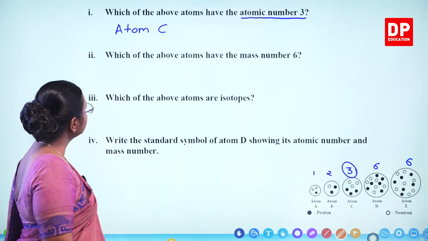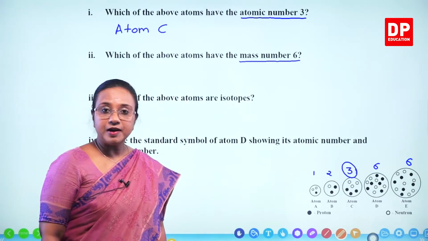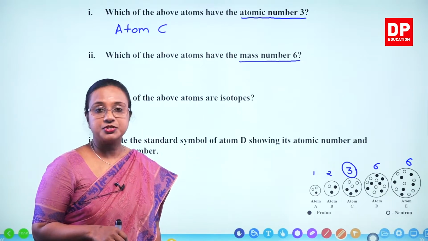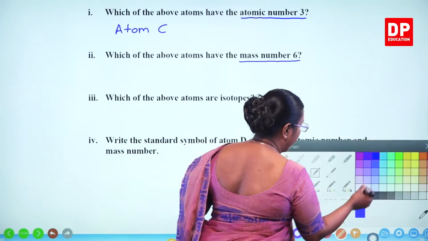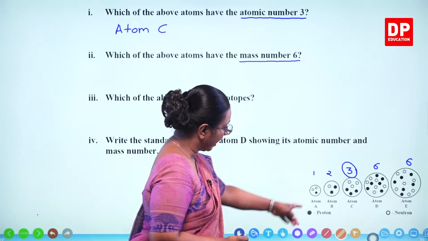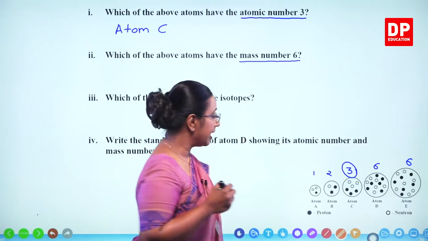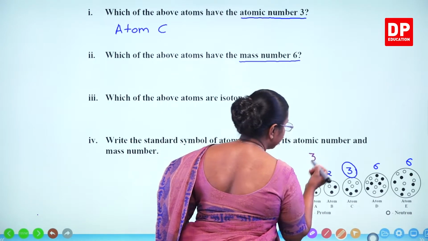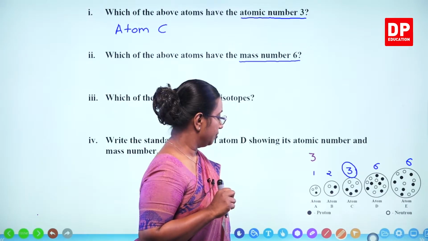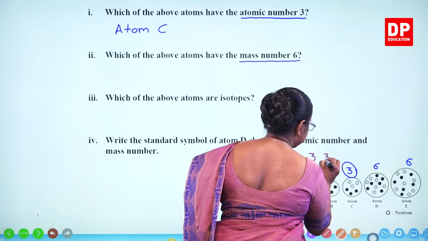The second question, which of the above atoms have the mass number 6? So to identify mass number, we need to add the protons and the neutrons together. So here we have atom A with, if we look at the picture, atom A has 1 proton and 2 neutrons. So when we add that together, we get the mass number as 3. Whereas atom B also has 1 neutron and 2 protons. So there again the mass number is 3.